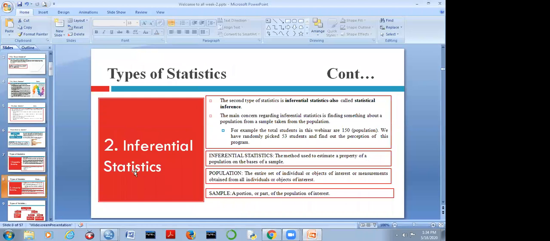The second type is inferential statistics. In inferential statistics, there are two parameters: one is the population and the other is the sample.